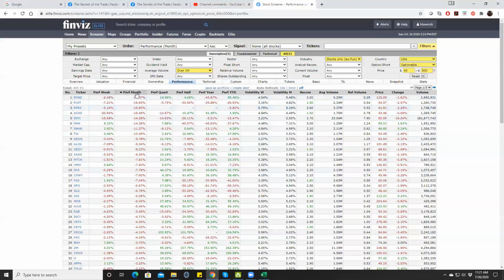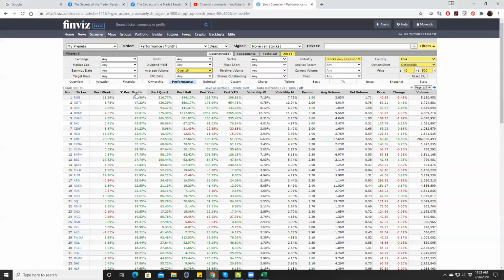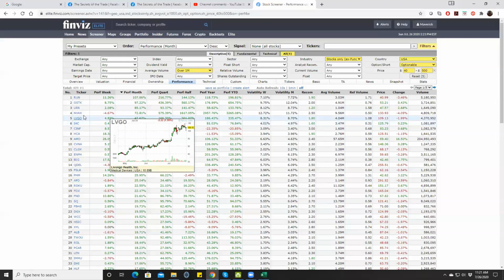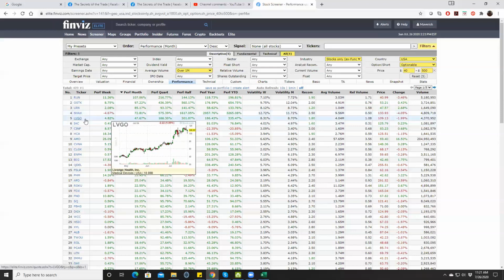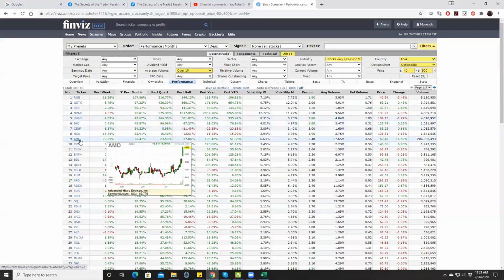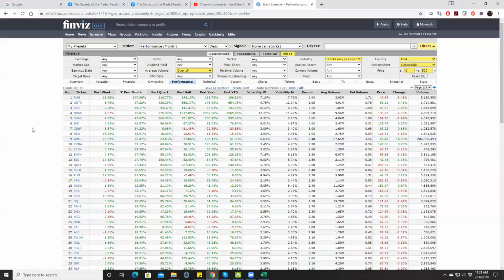So what I want to look for first are our best performers. So I'm going to click on that. Now our best performing stocks for the last 30 days is on top. RUN is something that I talked about last week. I tried to get into it, couldn't get filled on my order, and so I missed that opportunity. NVAX was at the top of the list last week. LVGO was on the list last week. And here we have AMD surging. AMD hasn't been on the list for quite some time.